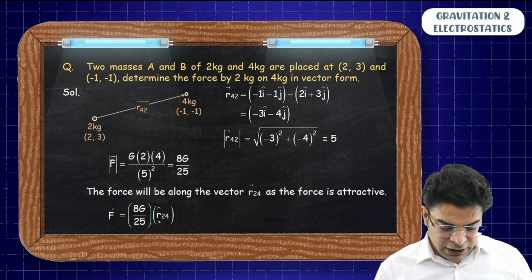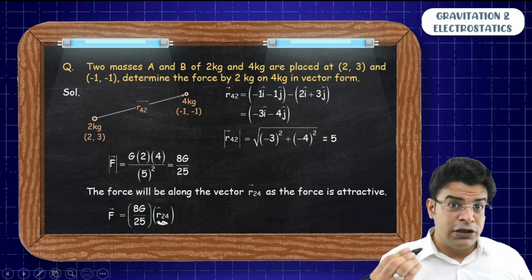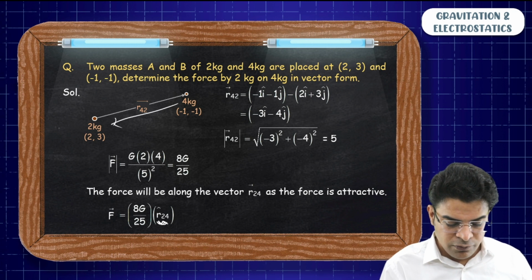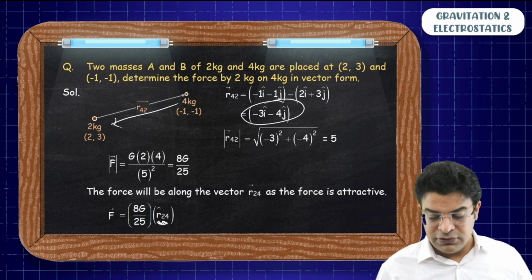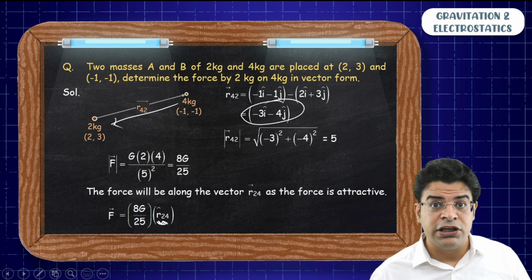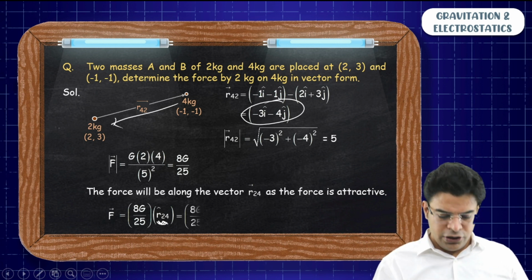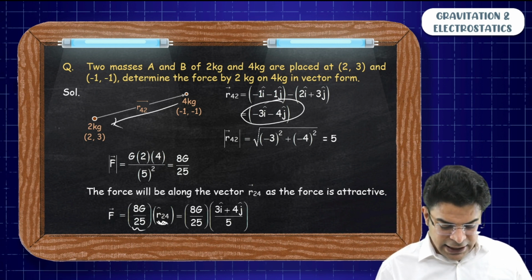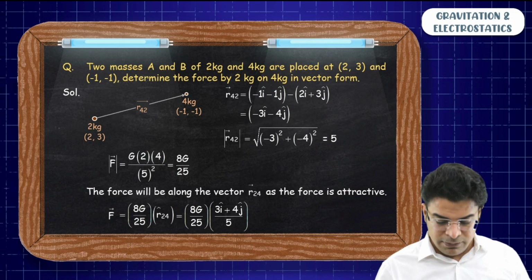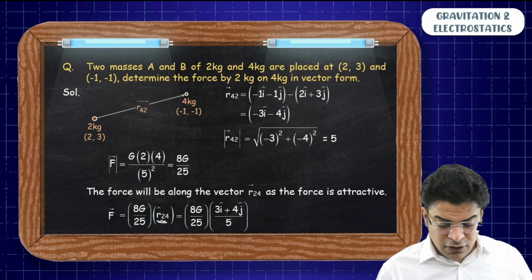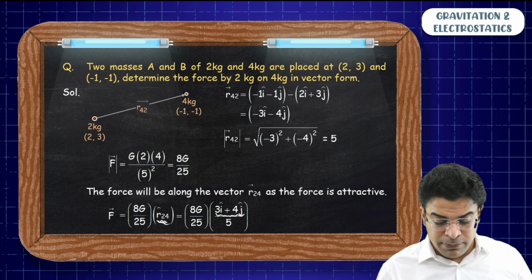Now, children, you can write the unit vector along the position vector of 2 with respect to 4. I know the vector; it will be the flip of it, 3 i cap plus 4 j cap, and divide it by its own magnitude. So you will write this as 8G by 25, the magnitude, multiplied by the position vector of 2 with respect to 4, which is 3 i cap plus 4 j cap.